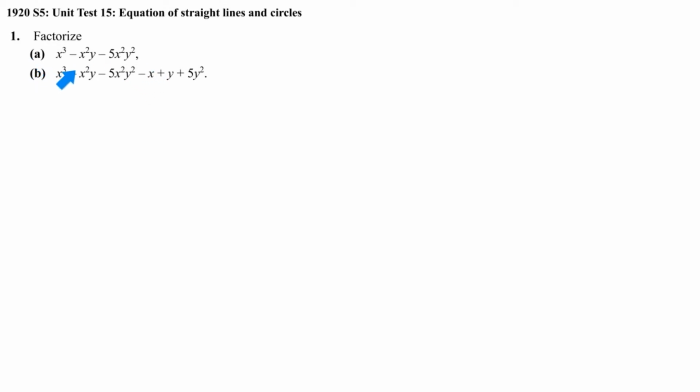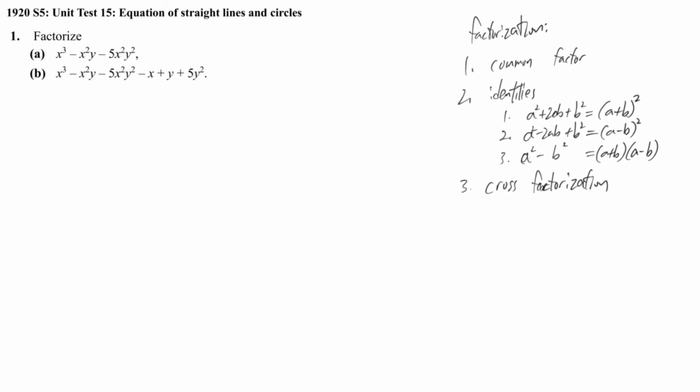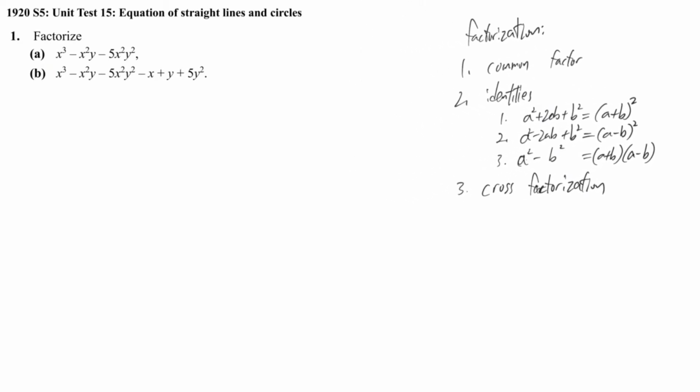Every time I explain a factorization question, I ask my students to focus on this procedure. We always consider the easiest method to factorize it first. So we should check is there any common factor. If not, then we consider is there any identity format. And if not, finally, we try to use the cross factorization method. It's not magic.